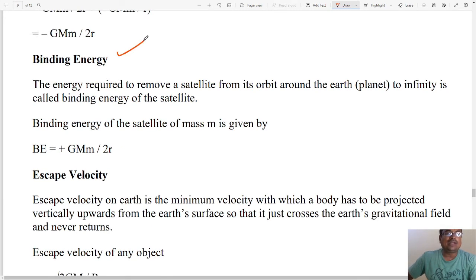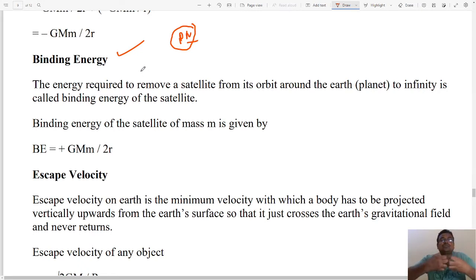Now about the binding energy. There is a nucleus, which has protons and neutrons. The force that holds the protons and neutrons in the nucleus is called binding energy. This is also binding energy for the nucleons. Binding energy also applies to satellites because they are revolving around the Earth: it is the energy required to remove the satellite from the Earth's orbit to infinity.